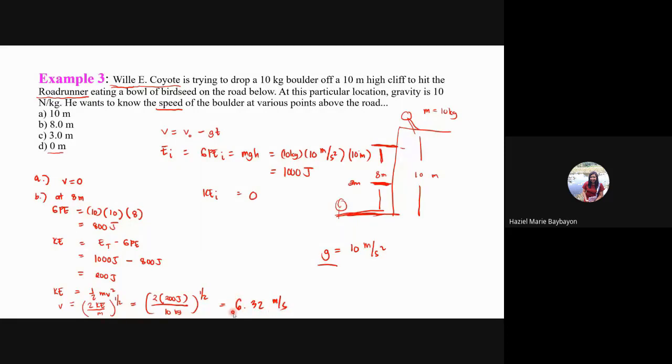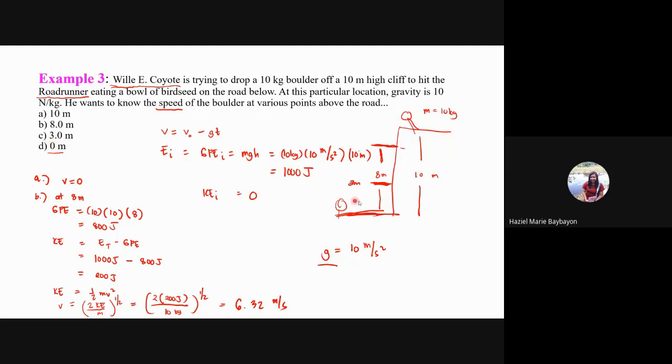So you can verify this using your calculator, in case the solution or the calculation is wrong. Okay, so at this particular point, the velocity or the speed of the boulder is equal to 6.32 meters per second. Now, how about at this point?